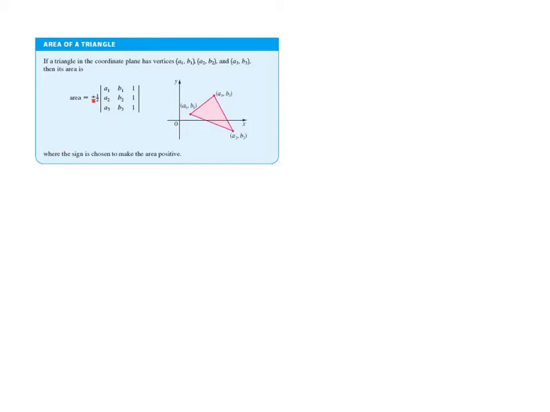And there's a plus or minus in front because it's possible that you might end up with a negative answer for the determinant, and in that case you've got to take the opposite of it, which requires having a negative sign out front. Basically, in the end, whatever the answer is, you need to make it positive. Let's take a look at an example.